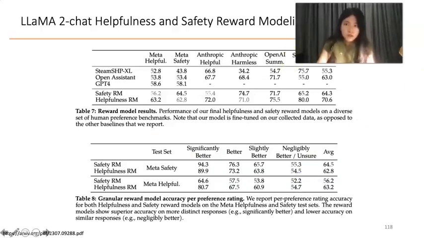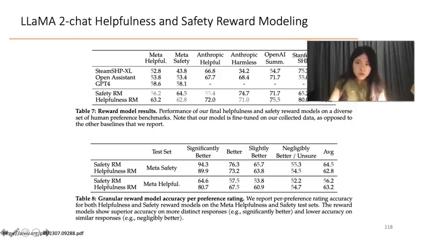And here are the results on the helpfulness and safety data test sets, Meta Safety and Meta Helpful. You can see that the results of using the safety RM and helpfulness RM are better than not using them on the test set.